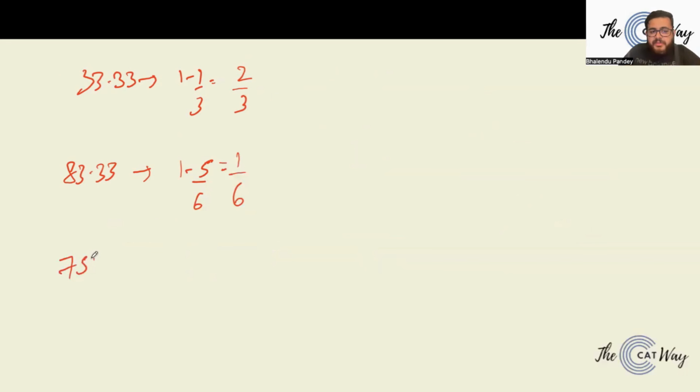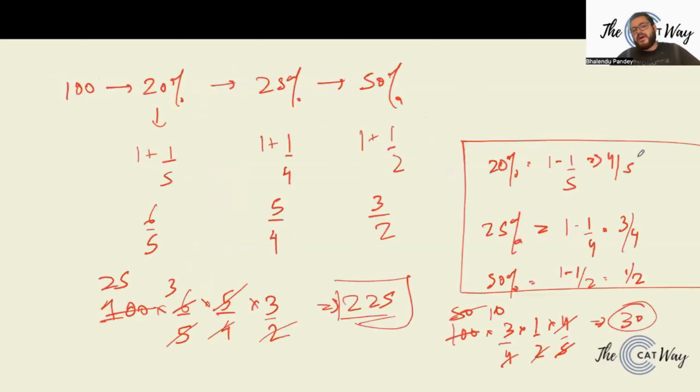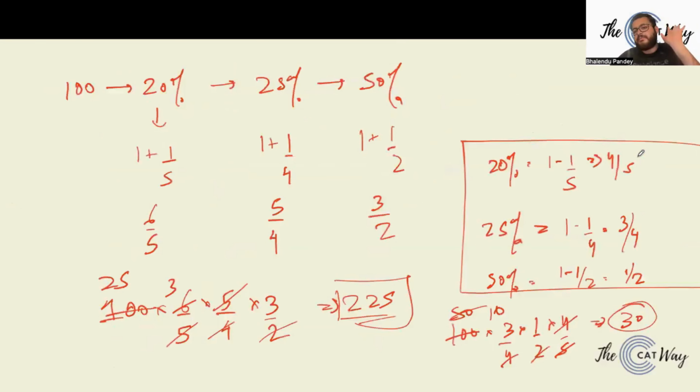And for 75%, my multiplying factor will be 1 minus 3 by 4, that is nothing but 1 by 4. So my final answer will be 200 multiplied by 2 by 3 multiplied by 1 by 6 multiplied by 1 by 4. Correct? 2 से it is gone 3 times. 4 में 200 is gone 50 times. What are you left with? 50 divided by 6. That is nothing but 16.66. Correct? So if you are comfortable with the multiplying factor part, successive increase and decrease become very easy for you. Right? It's going to be very easy for you if you are comfortable with the multiplying factor.